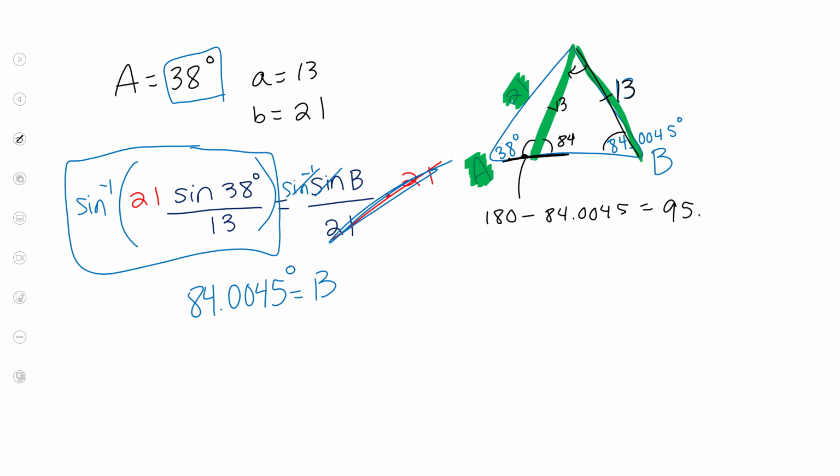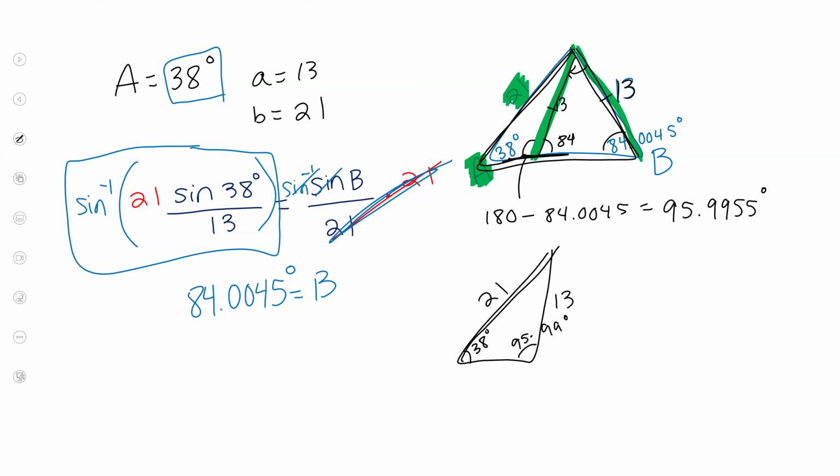95 point what? 95.9955. Thank you. Okay, so guys, this second triangle that I just created, this is still 21, that was given. This side is still 13, that was given. This angle is 38, that was given. We just figured out this is supposed to be about 95.99 degrees. Is this plausible? Okay, then that means there's 2 triangles. This one that I just drew and this original one.